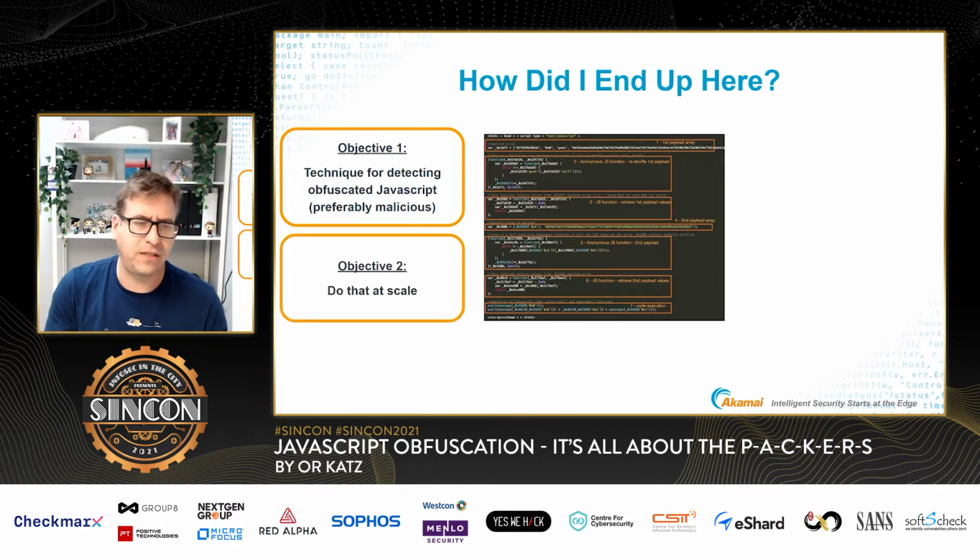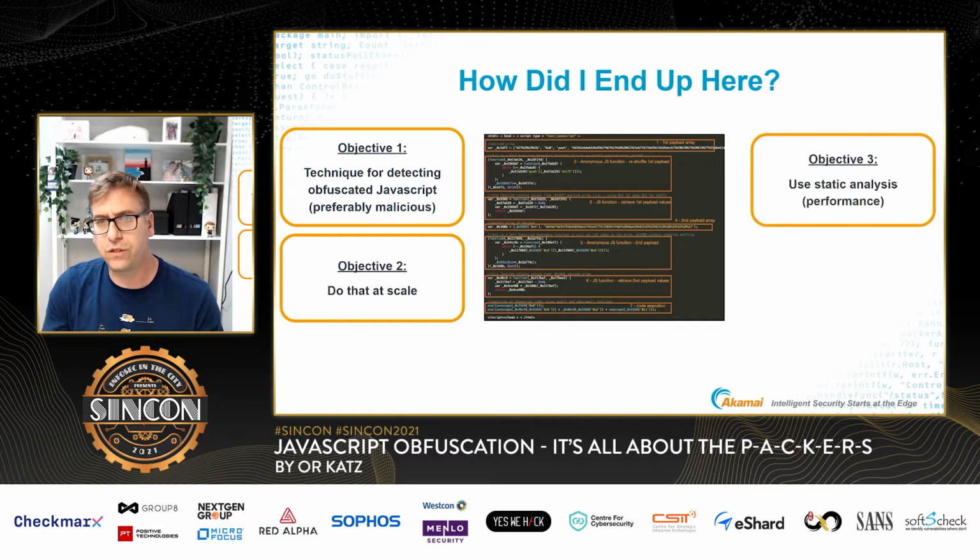The second objective that I had in mind is that I need to do that at scale, right? As I mentioned, it's not a matter of a few files. I need to scan a lot of files and be able to make a decision based on those files. Those files could be benign or malicious, obfuscated or not obfuscated. I need to make a decision based on those files.